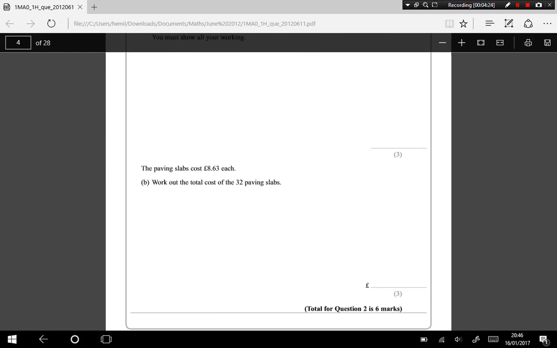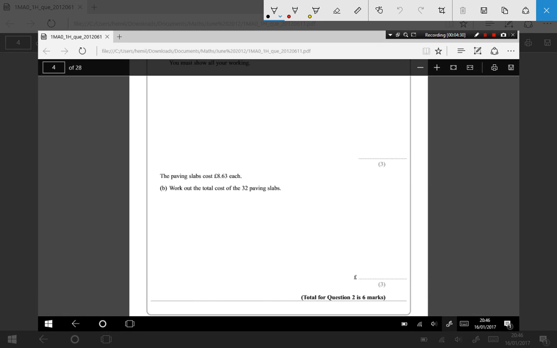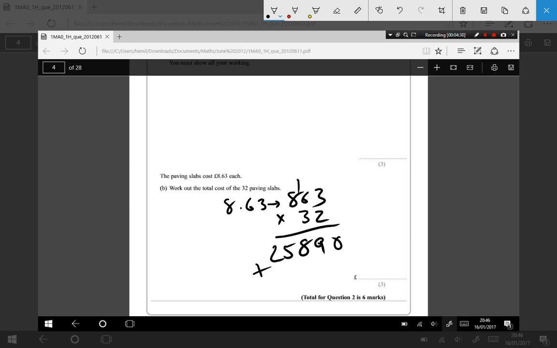The paving slabs cost £8.63 each. Work out the total cost of 32 paving slabs. To work out the total cost of 32 paving slabs, do what I did last time. Convert the 8.63 into 863, and times that by 32. This is the method I use because I find it really easy, but you may use your own method if you want to. It's 3 times 2 is 6, 6 times 2 is 12, and then 16 and 17. So that's 6, 1, 1, 15, 16, 6, 7, £276.16. And that's your answer, and that should get your easy 3 marks.